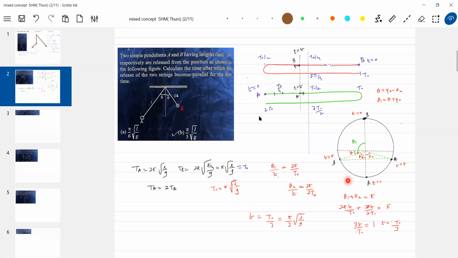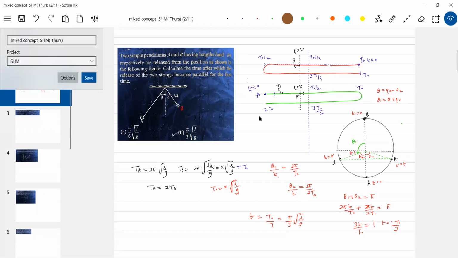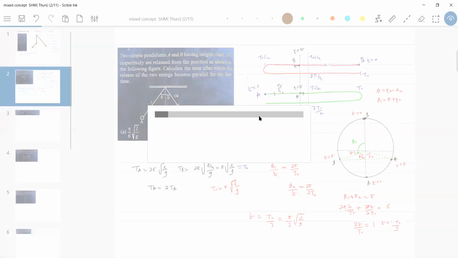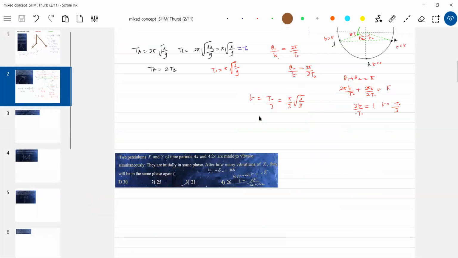This theta is not needed, just as shown. If you want, you can remove it. Maybe sometimes they'll ask you this particular thing. If it's very complicated, just avoid it. Theta 1 plus theta 2 is 90, and go for this substitution here. Okay, we'll go for the next one.